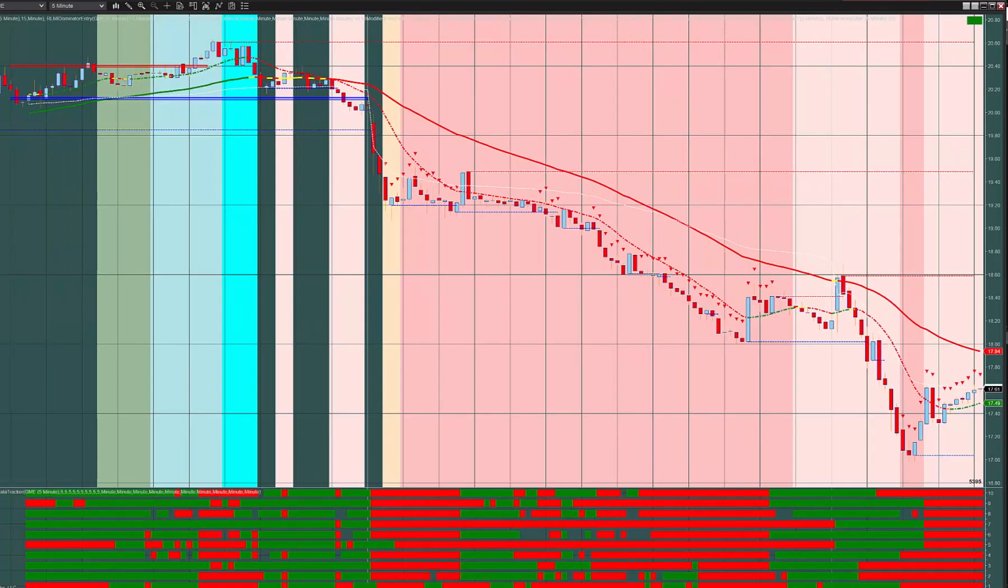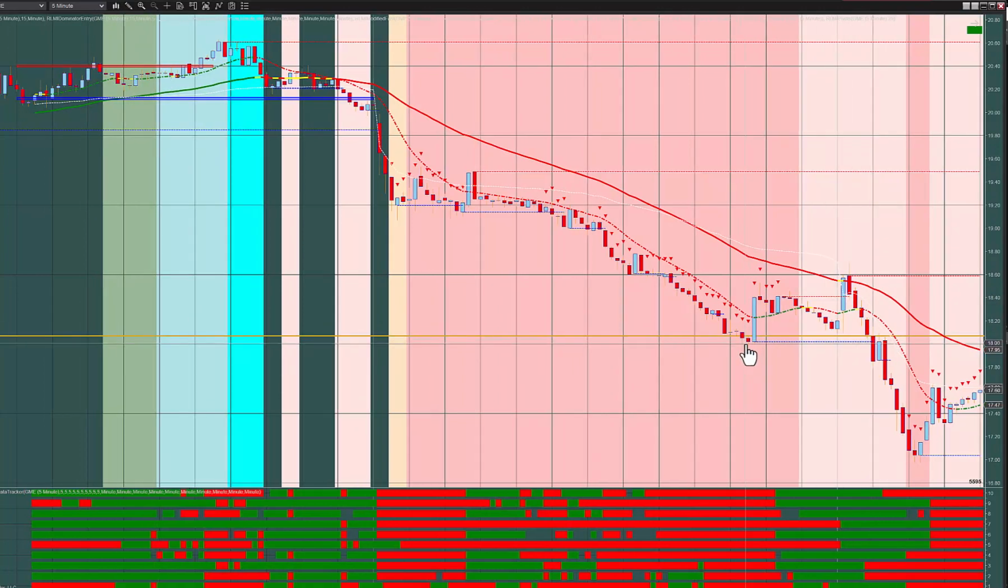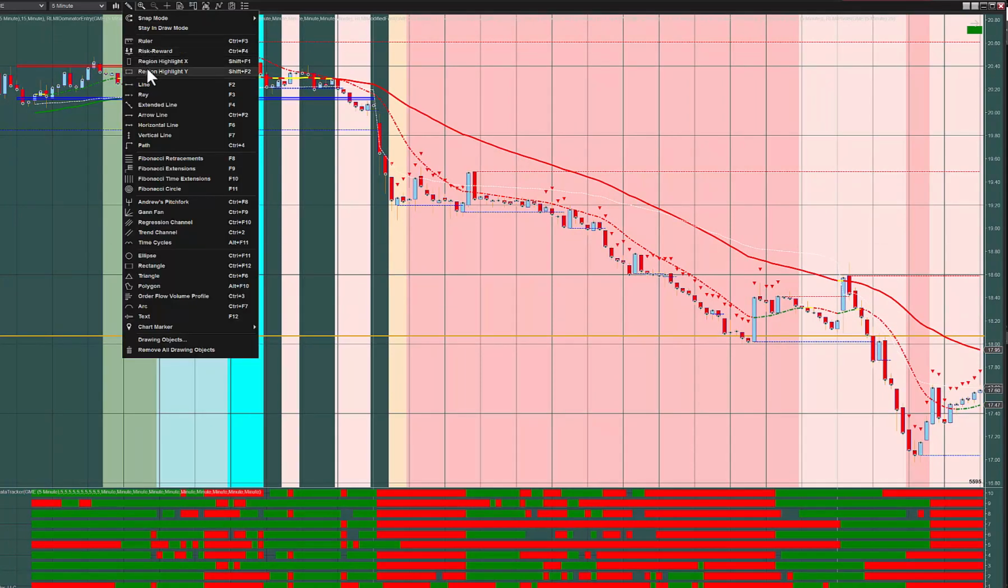Now, this is GME. It's a short I took earlier today. I took the short at this failed candle that we had at this zone. Let me identify that for you. Didn't do a good job of that one.